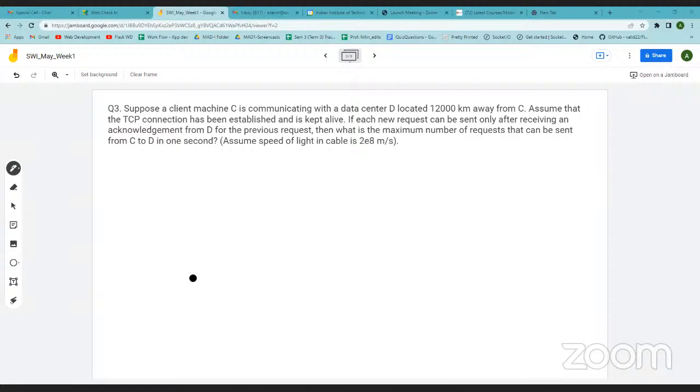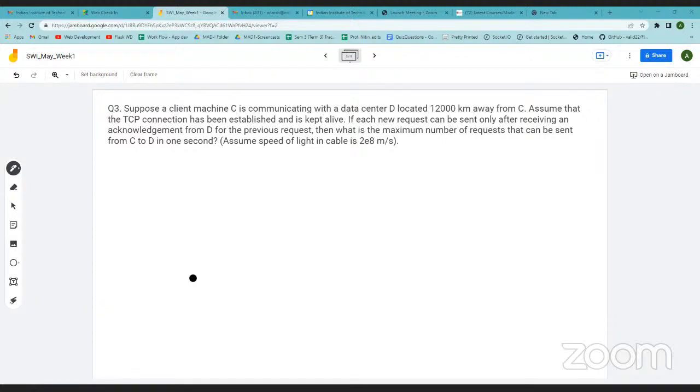So suppose a client machine C is communicating with the data center D located 12,000 kilometers away from C. Okay, very familiar statement, right? Assume that the TCP, now this is something different. Assume that the TCP connection has been established and is kept alive. If each new request can be sent only after receiving an acknowledgement from D for the previous request, then what is the maximum number of requests that can be sent from C to D in 1 second?